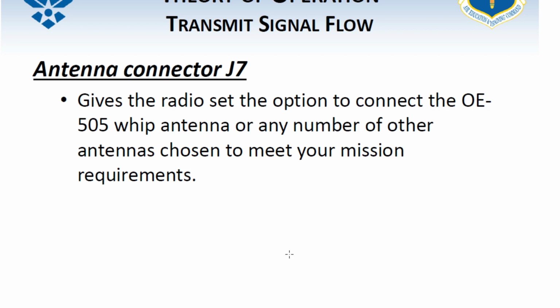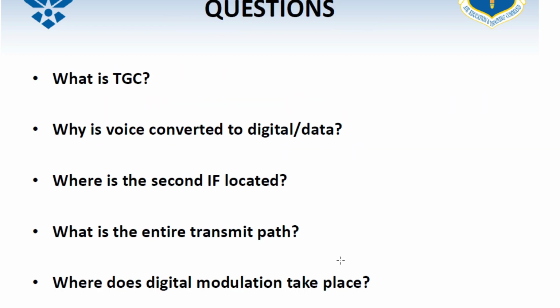So as I just told you guys, this gives the radio set the option to connect the OE505 whip antenna or any number of other antennas chosen to meet your mission requirements. You guys will learn more about different types of antennas as you go further into the course. Specifically, Block 4, you're going to learn a lot more about antenna types and antenna theory. So hopefully you enjoy that. I enjoyed that portion of the course when I came through.